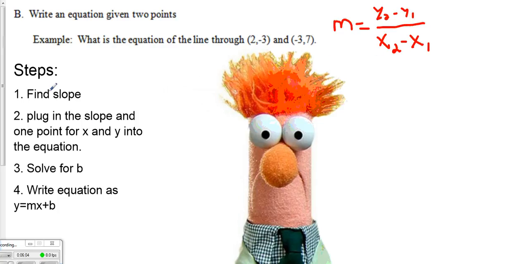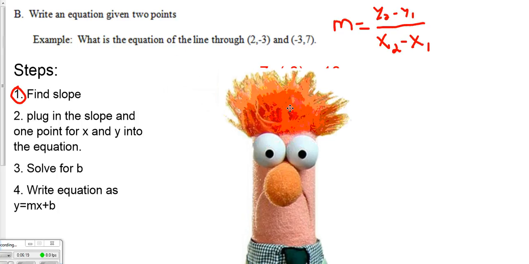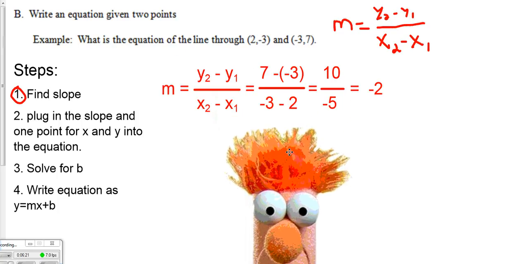So find the slope, plug in the slope and an x and a y into the equation, solve for b, write out as y equals mx plus b. These are the exact same steps as before, only we have one extra piece. We have to find the slope first. So take beaker out of the way here.